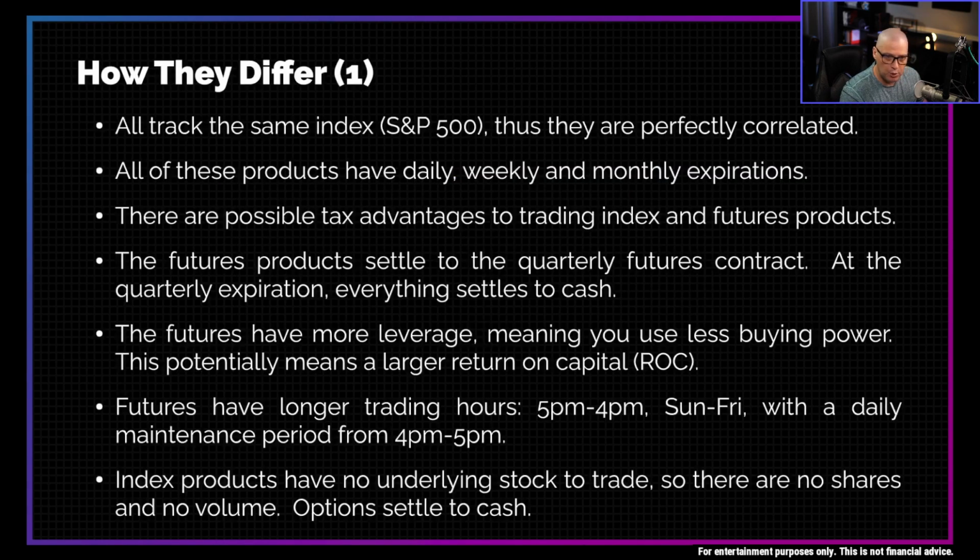So let's talk about how these products differ. One thing you need to know, all 5 of these products do track the same index. They all track the same S&P 500 index, thus they are perfectly correlated. So they all have a 1.0 correlation to each other. They're basically mirror images of each other. So if the S&P 500 is up 1.2% today, that means all 5 of those products are also up 1.2% today. They move exactly the same.